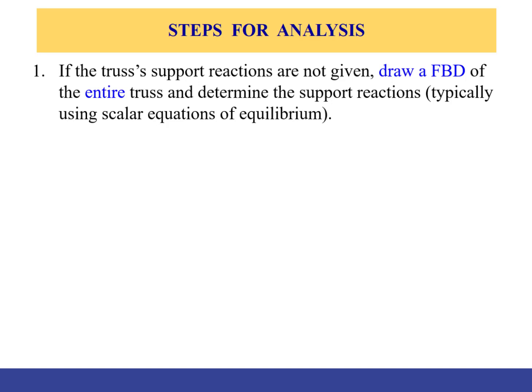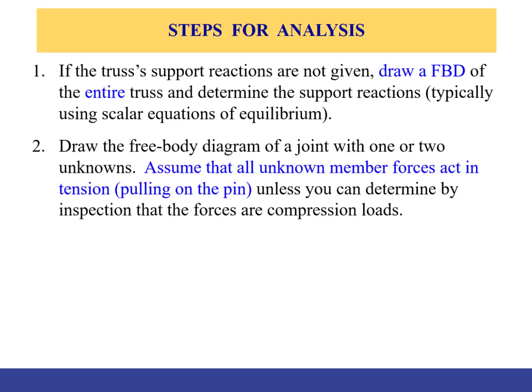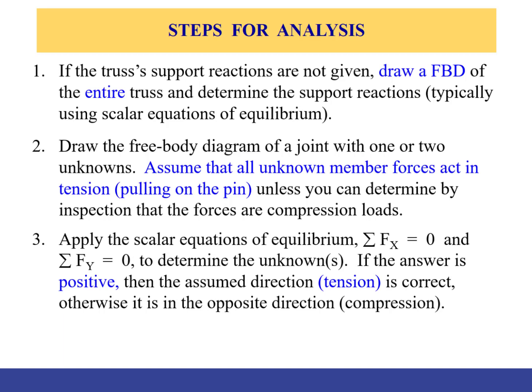So these steps can be summarized as follows. First, if the truss support reactions are not given, draw a free body diagram for the entire truss and determine the support reactions. Typically, scalar equations of equilibrium should be used. Second, draw the free body diagram of a joint with 1 or 2 unknowns. We can assume that all the members are in pulling, or in tension, and then apply the equations of equilibrium in X and Y.